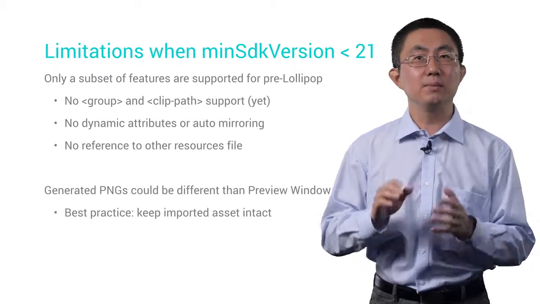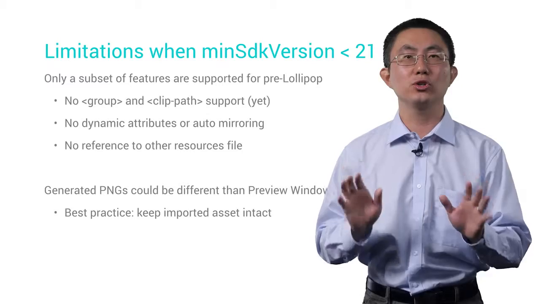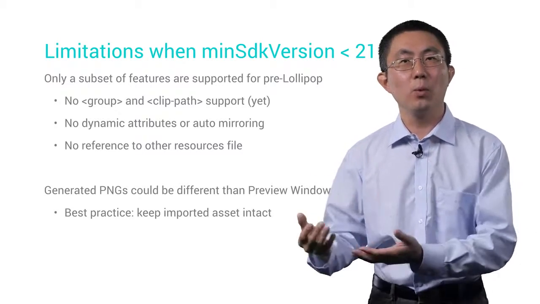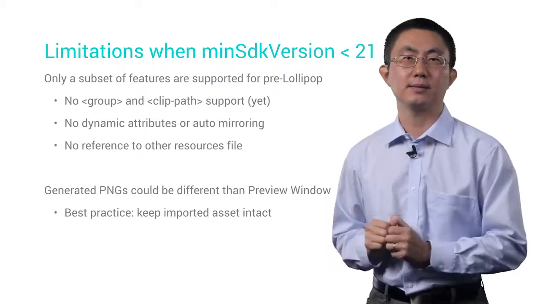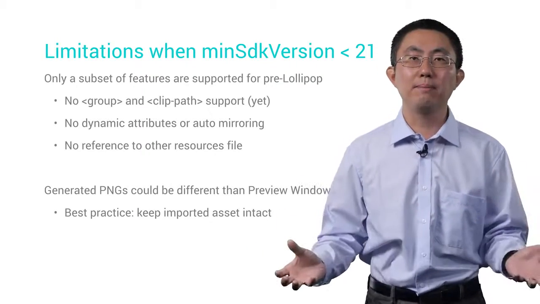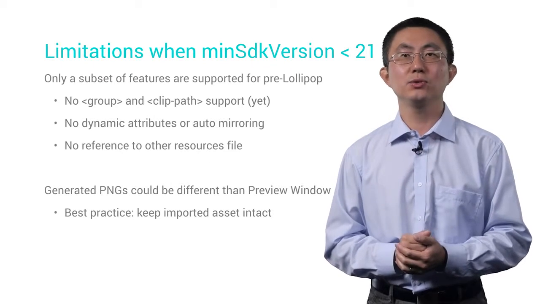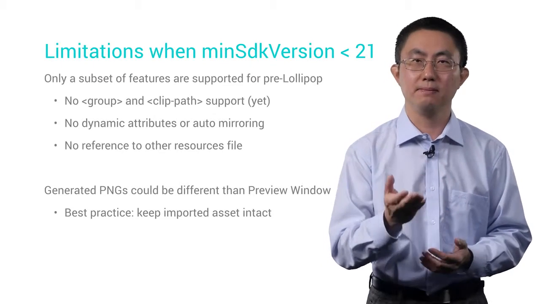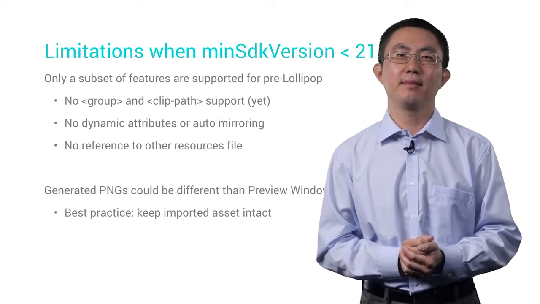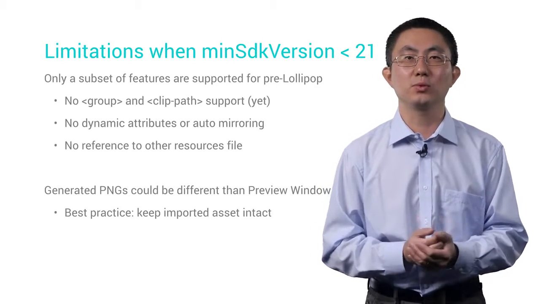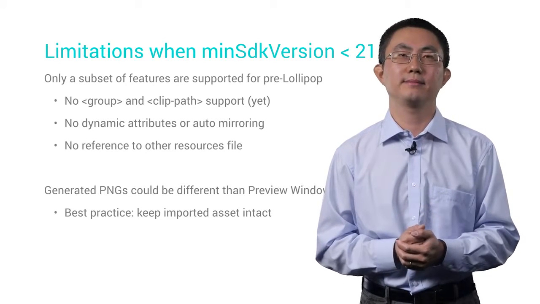Second, currently, the preview window inside Android Studio is using a display engine which is different from the one used in the Vector Asset Studio dialog and the build process. While we are bridging the gap between these two engines, a good practice is to use Vector Asset Studio to import your asset and keep the imported result. Then, the generated PNGs will be always the same as you see during the import process.